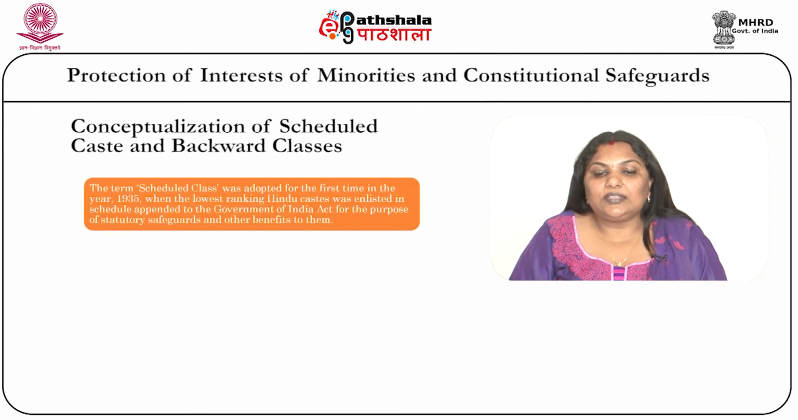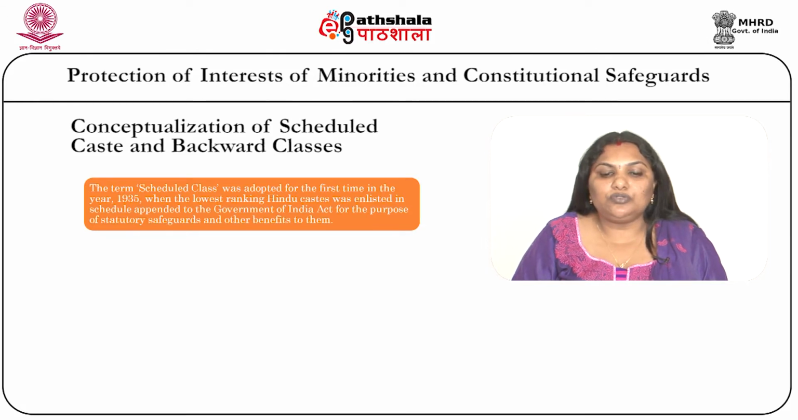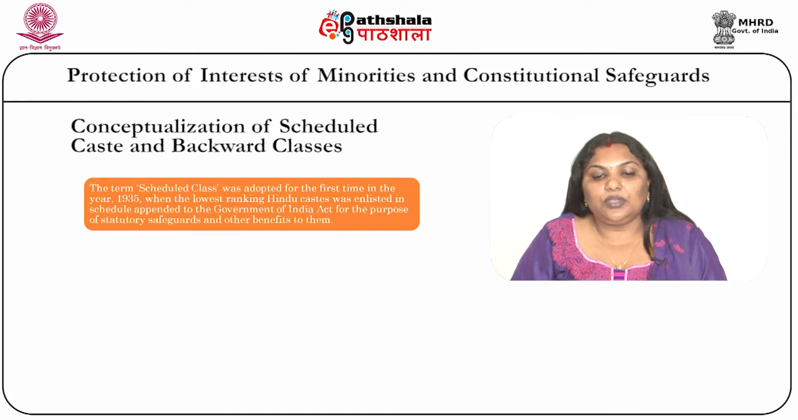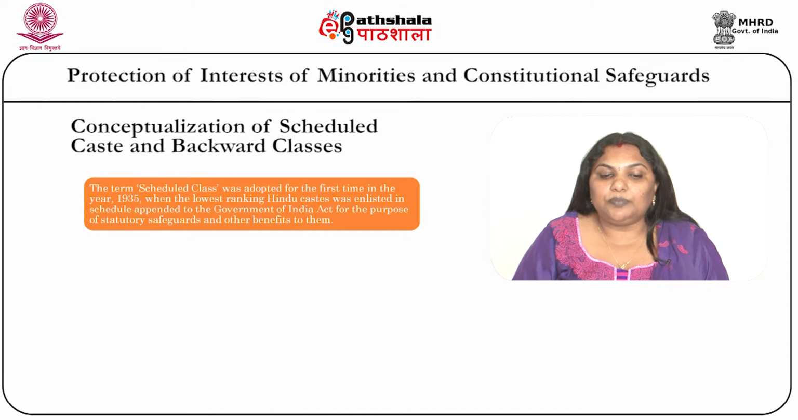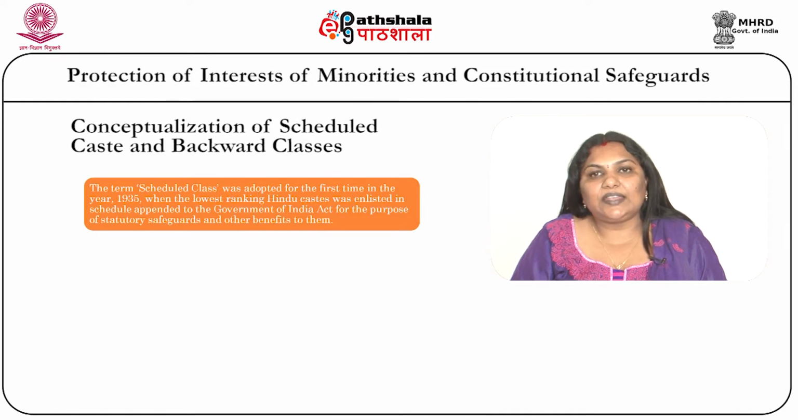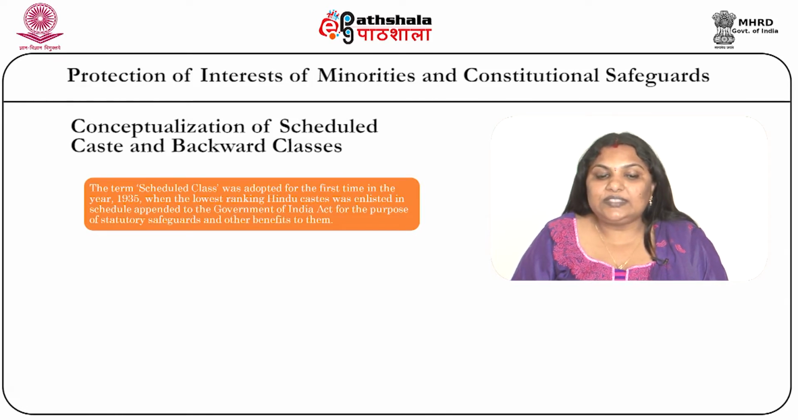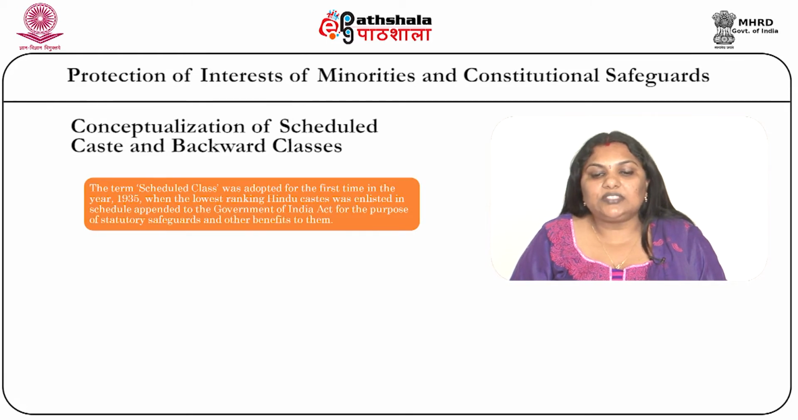The term scheduled class was adopted for the first time in the year 1935. From Shudras, we moved on to scheduled class, when the lowest ranking Hindu caste was enlisted in a schedule appended to the Government of India Act for the purpose of statutory safeguards and other benefits to them. So, for the very first time in the Government of India Act 1935, there was a list appended, or we can say a schedule appended, in which the lower caste Hindus were enlisted as scheduled caste.